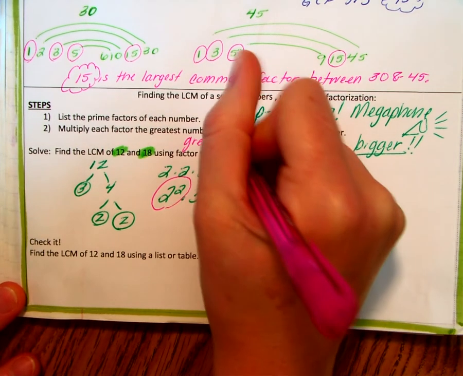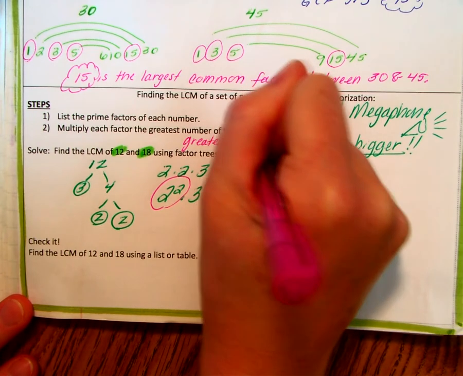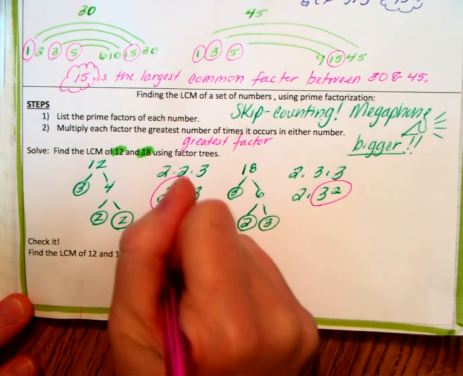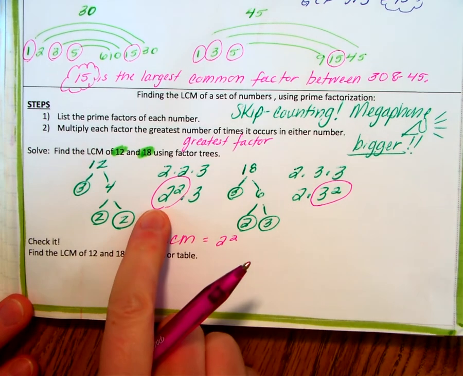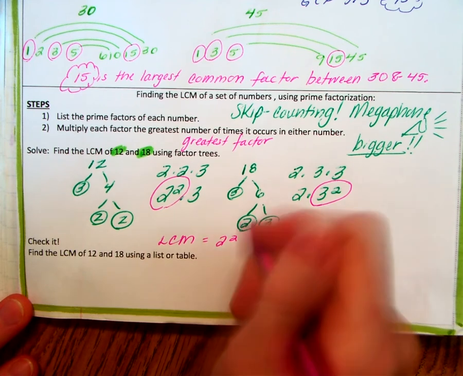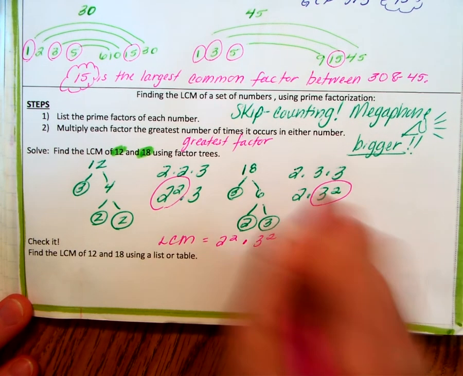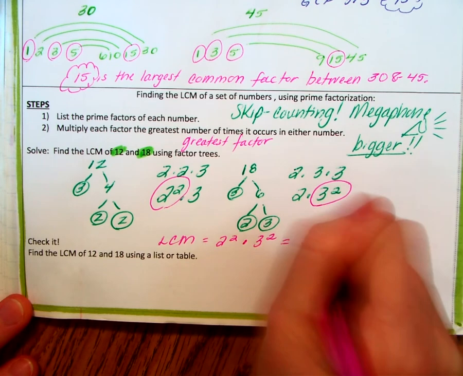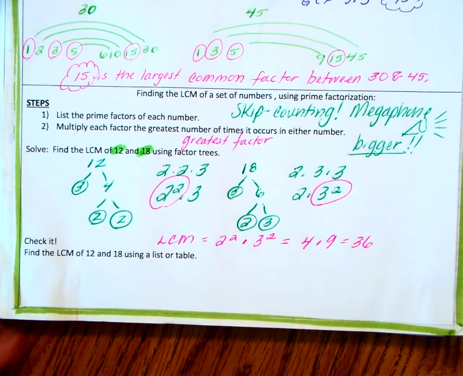That factor occurs or happens in, the greatest factor. So the LCM will be 2 squared, because 2 squared trumped 2, times 3 squared, because 3 squared trumped just 3. And that 2 squared is 4, 3 squared is 9. So the smallest multiple that 12 and 18 share, remember you're growing, is 36.